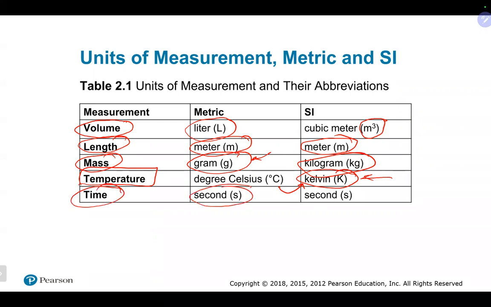So it's really important when you say something like, my mass was 35 milliliters, you should understand that that's incorrect because a milliliter is a volume and a mass should be something like grams or kilograms. So you want to make sure you do understand the relationship between the type of unit and also what it means.